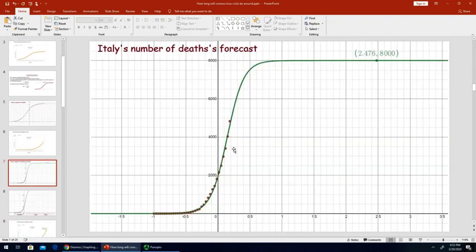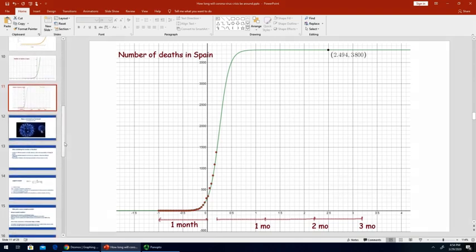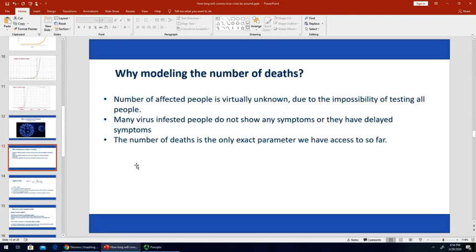So I've done that for Italy, and I came up with the fact that the number of total deaths will be 8,000. And then I've done the same thing for Spain, and I come up with this number of 3,800 deaths according to the logistic model. Today I'm using the same models, but I tune the parameters according to the new data I have available today, 29th of March.